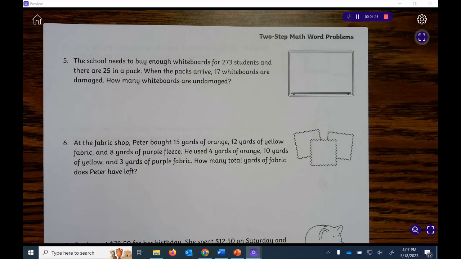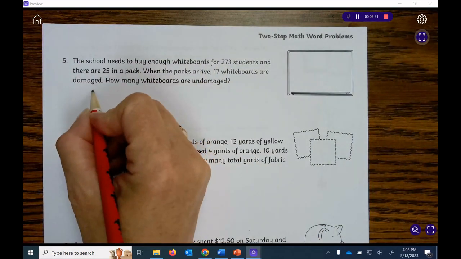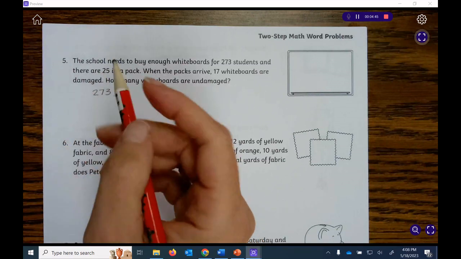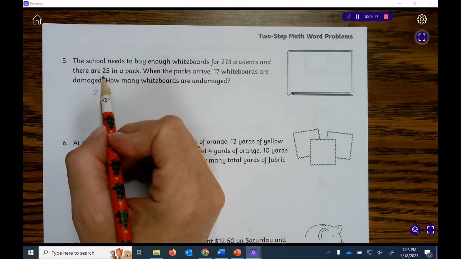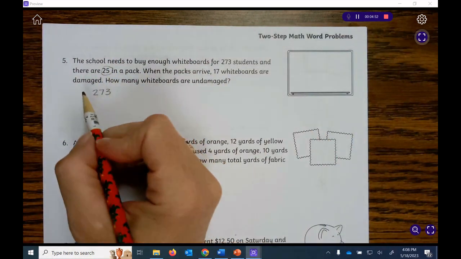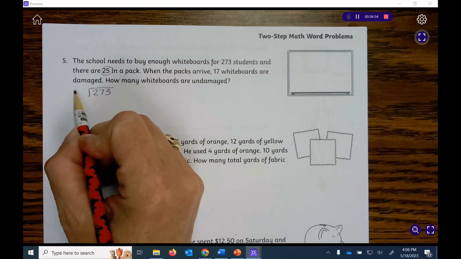Now, this is a tricky question because they don't actually tell you how many packs they bought. We know, though, that they need to buy enough for 273 students. So let's take a look at that. So we have 273 students, and we need to buy the whiteboards in packs of 25. So how many packs do we need to buy? So we're going to divide by 25.